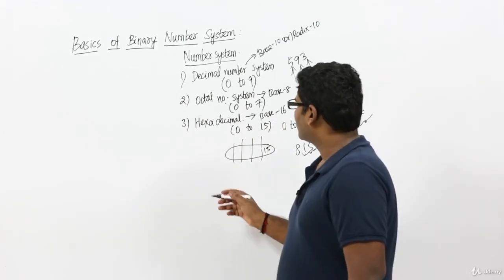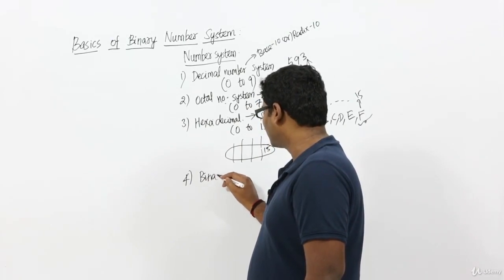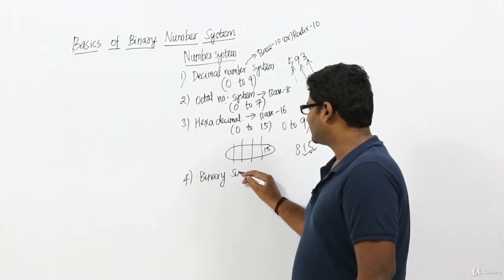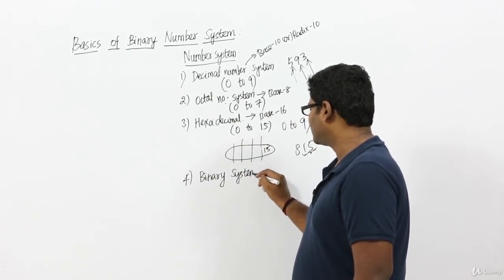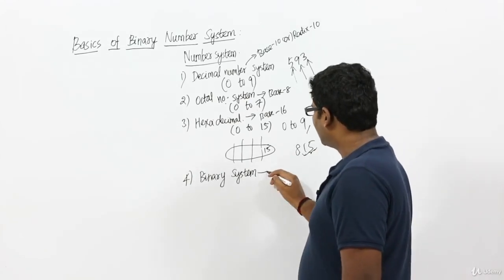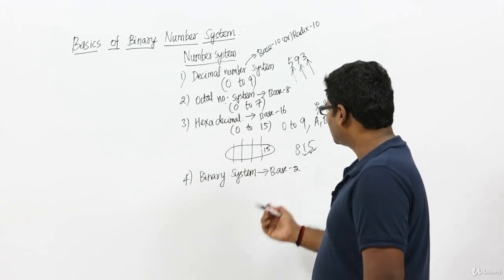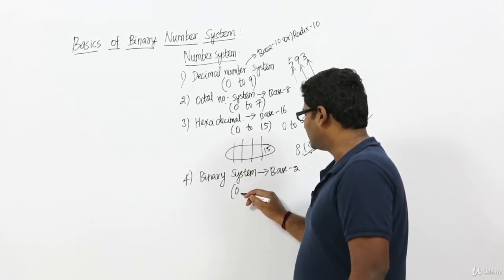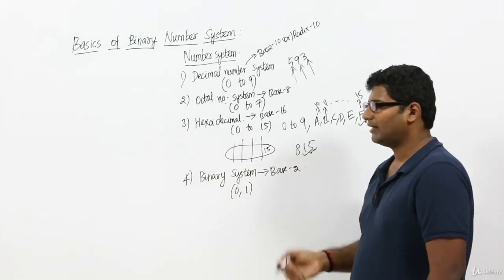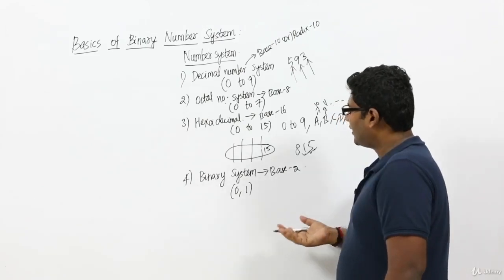Then we have the most popular number system, the binary number system, in computer science. Coming to computer science, the most important and most popular system is the binary number system, which is also called the base 2 number system, and so it can have only the numbers 0 and 1. From 0 to 1, we have two numbers, and so it is called the base 2 number system or radix 2 number system.